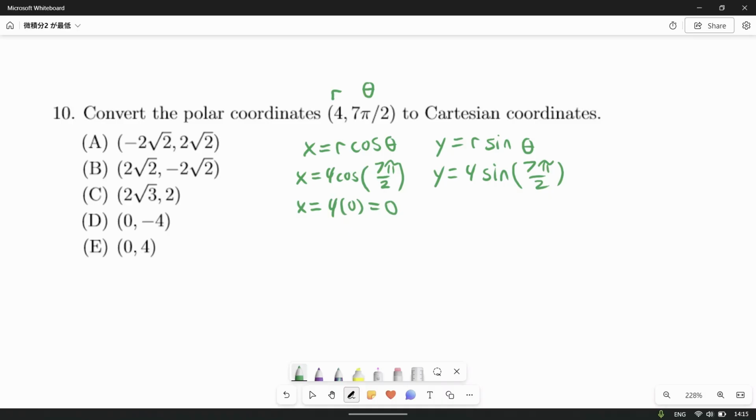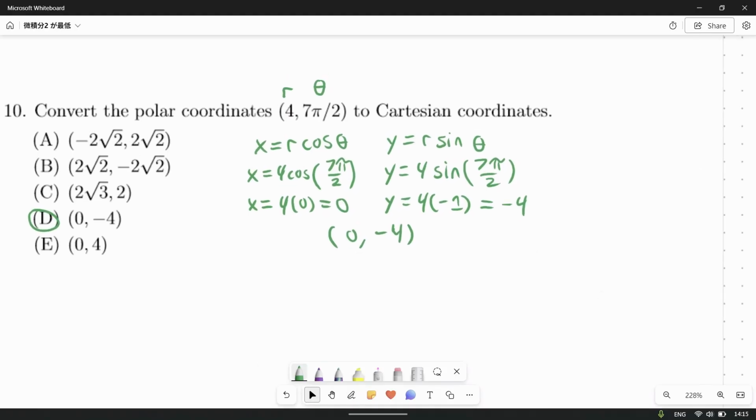In the case of sine, sine of any multiple of pi over 2 will give you either a positive 1 or a negative 1. In this case, you'll end up with negative 1, so 4 times negative 1 gives you negative 4. Plugging those into our new point, x is equal to 0 and y is equal to negative 4. Matching that up with the answer choices, you'd end up with answer choice D.